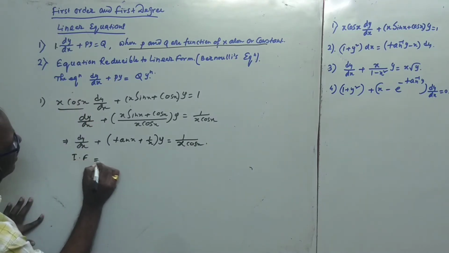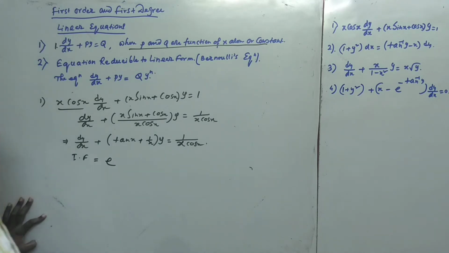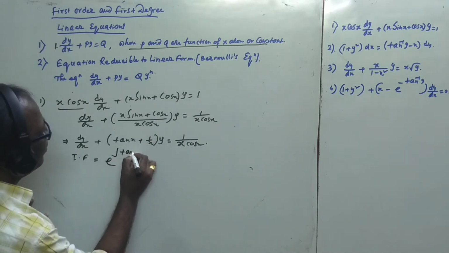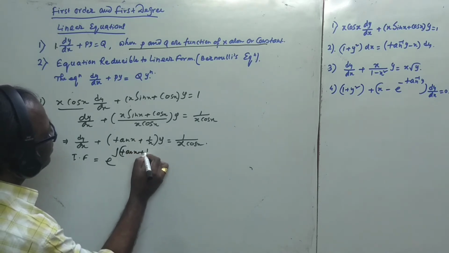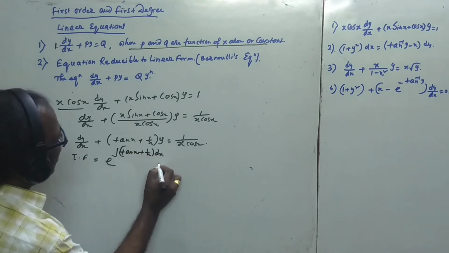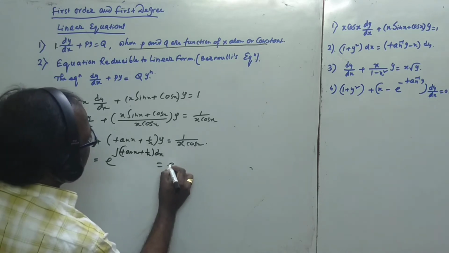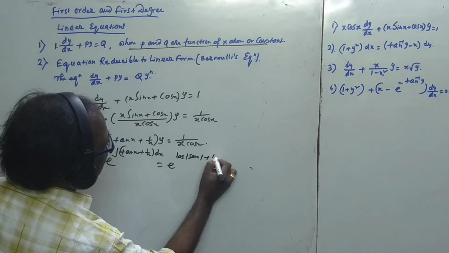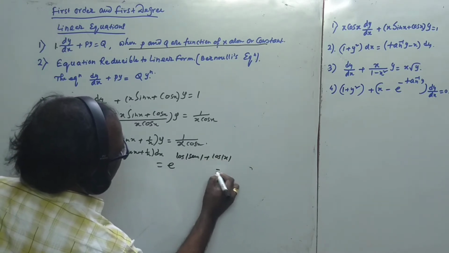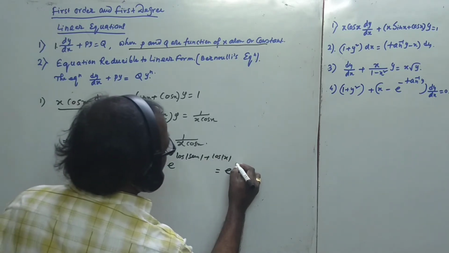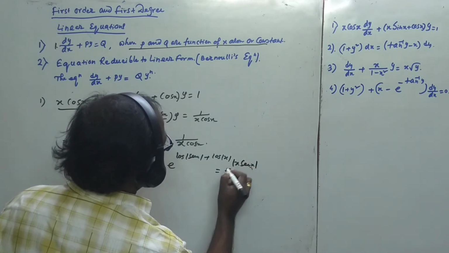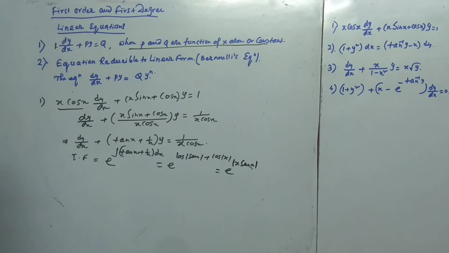This is the integrating factor, that is e to the power integral P dx. P means this: tan x plus 1 by x, dx. This integral is log mod sec x plus log mod x, and that is equal to e to the power log of x sec x. This is mod.